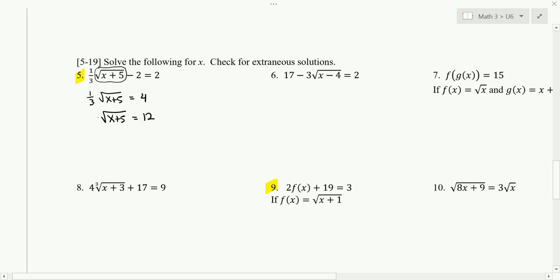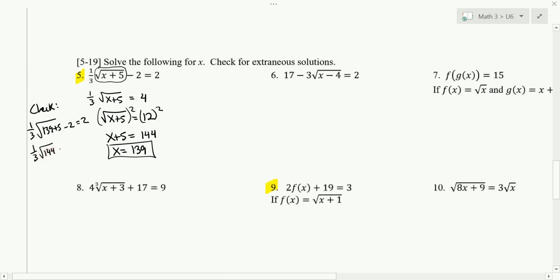Now that we've isolated the square root, get rid of it by squaring both sides. We get x plus 5 is 144. And lastly, subtract 5 from 144 and you get 139. Check that. So 1/3 times the square root of 139 plus 5 minus 2 is equal to 2. So 1/3 of the square root of 144, or 1/3 of 12, which is 4, minus 2 is equal to 2. That's true. So we get to keep our answer.